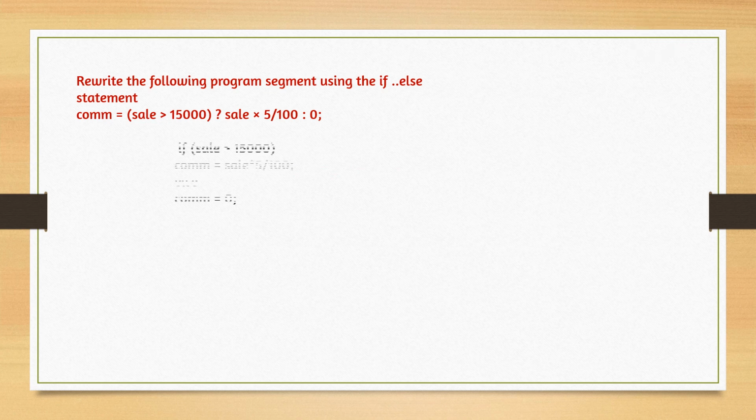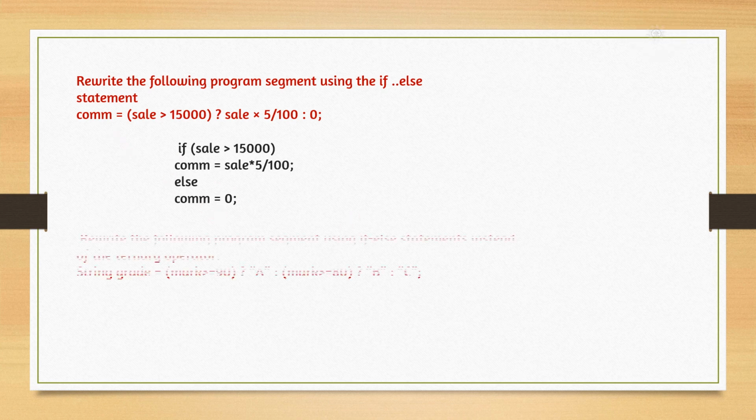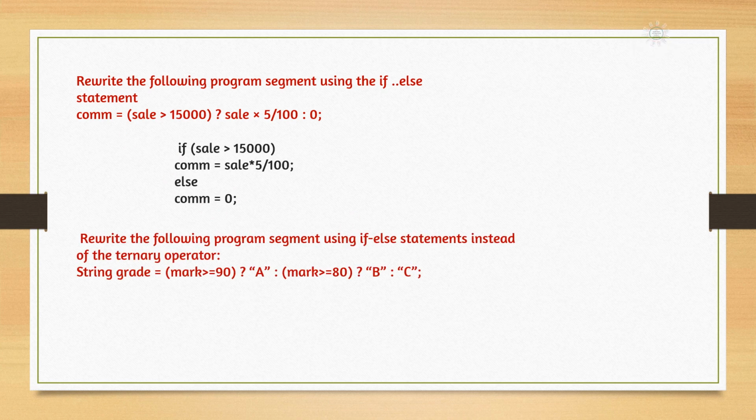Now we can see how to write. If sale is greater than 15,000, comm is equal to sale into 5 by 100. That means the first part will come under if, and if the condition is false, that means else, the second part will come under else. So conversion of if-else to ternary and ternary to if-else you have to study very well.